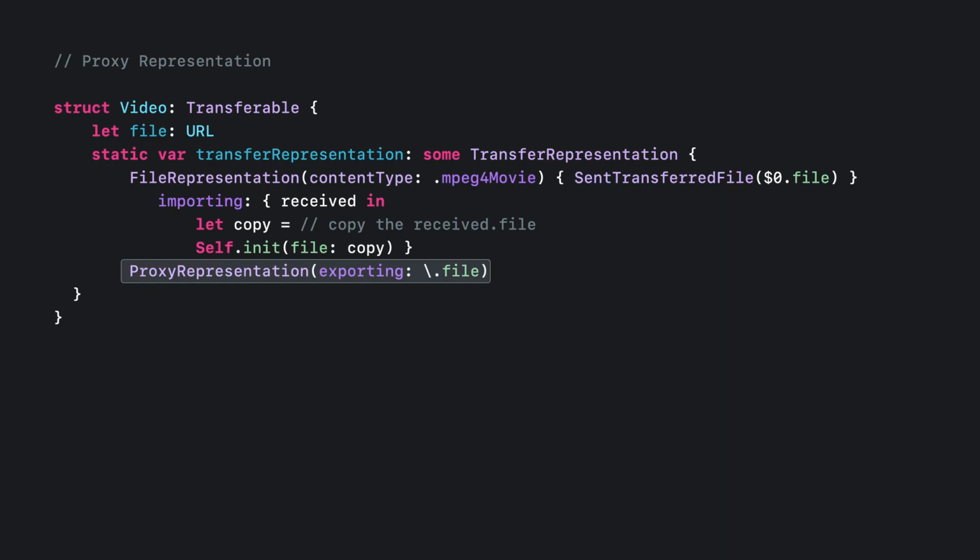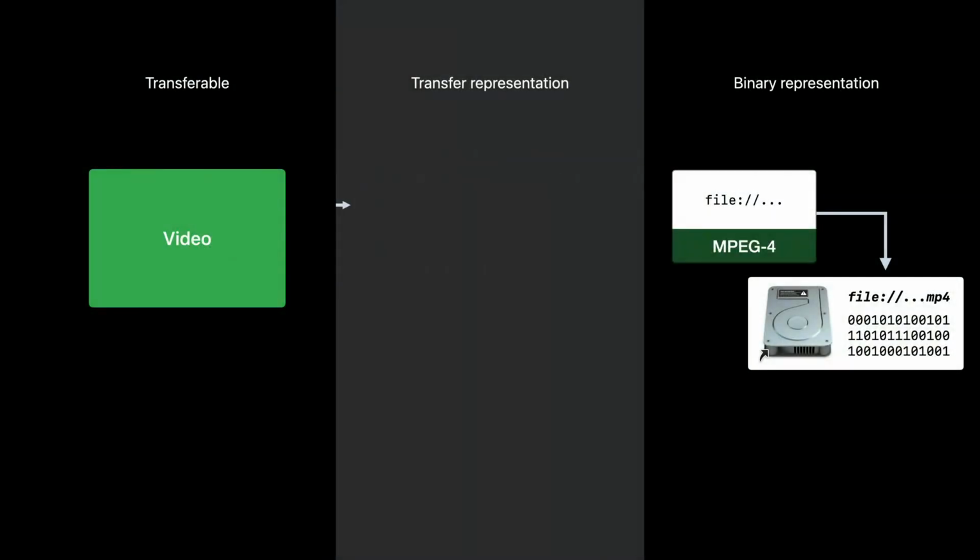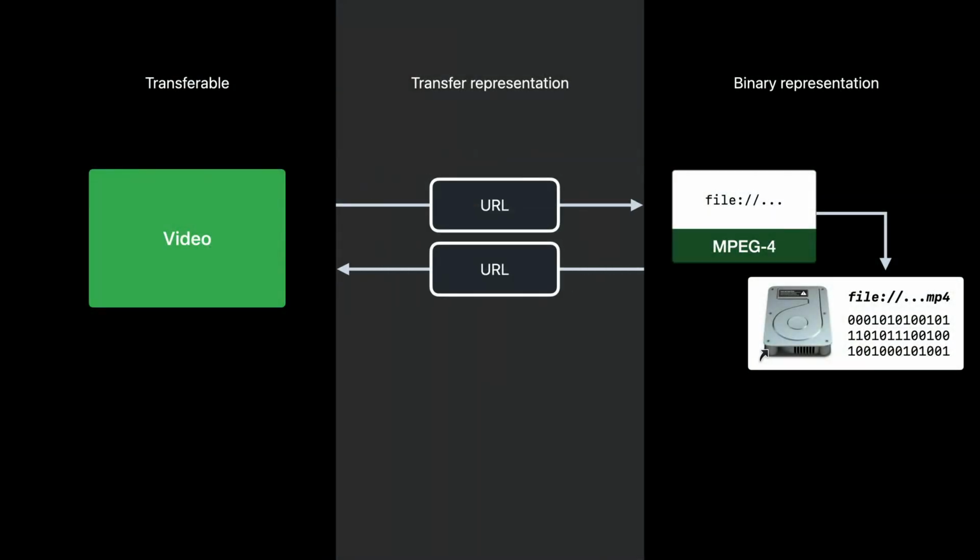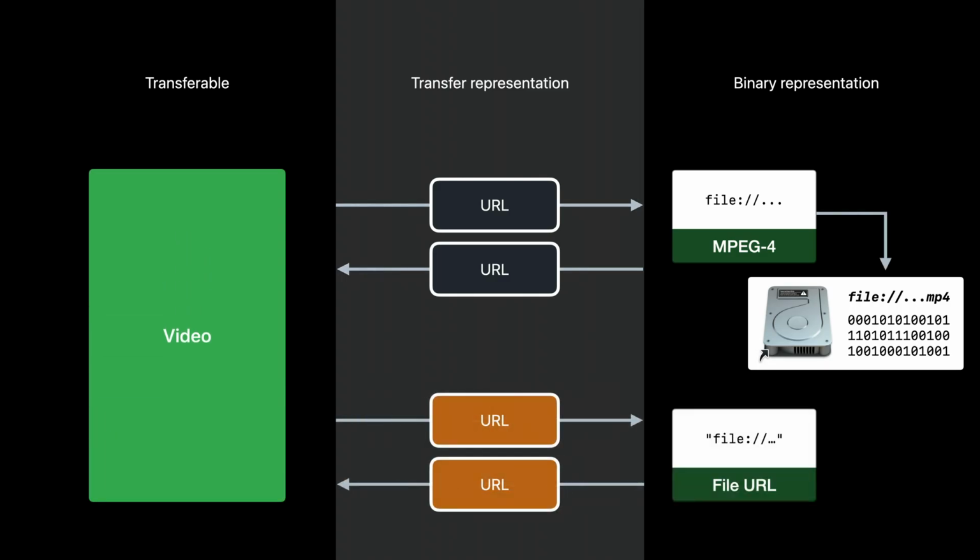It means that we can have both. The first one, file representation, allows the receiver to access the movie file with its contents. The second one will work when I paste the copied video in a text field. So the URL is treated very differently by file and proxy representations. In the first case, the actual payload is the asset on disk. And in the second, the payload is the URL structure itself that can point to a remote website.